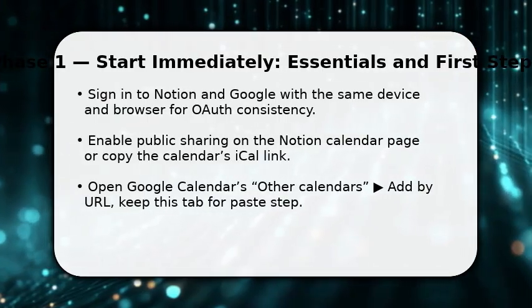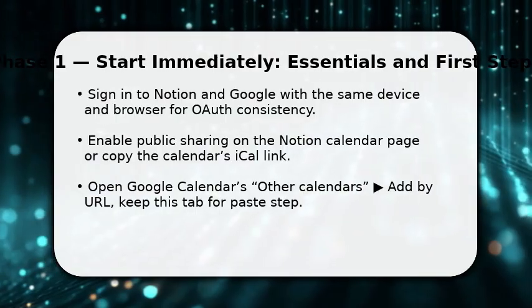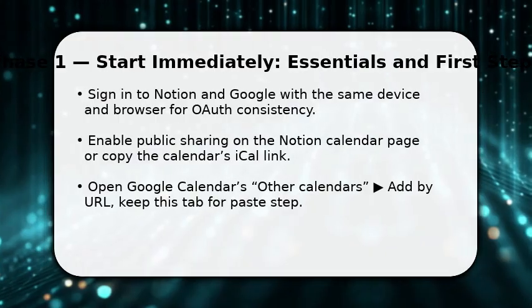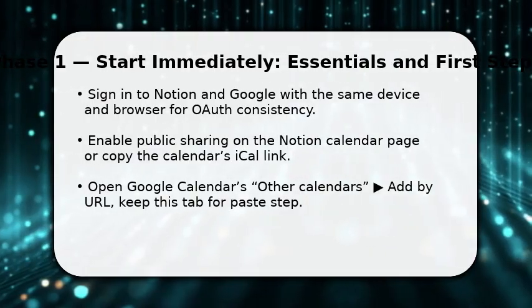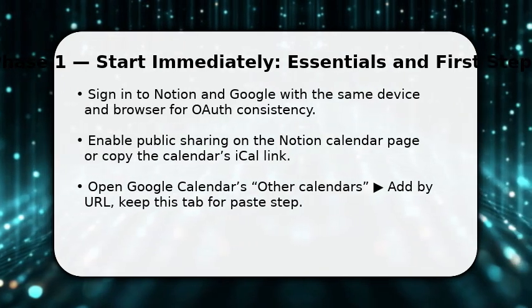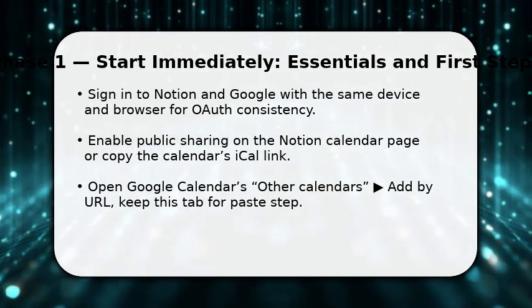Make sure to keep Google Calendar open, select other calendars, and choose Add by URL. This is where you paste the Notion iCal. Doing it now starts the actual data flow, so don't skip the Share permission step. After you paste the iCal into Google and click Add Calendar, Google will schedule a fetch.